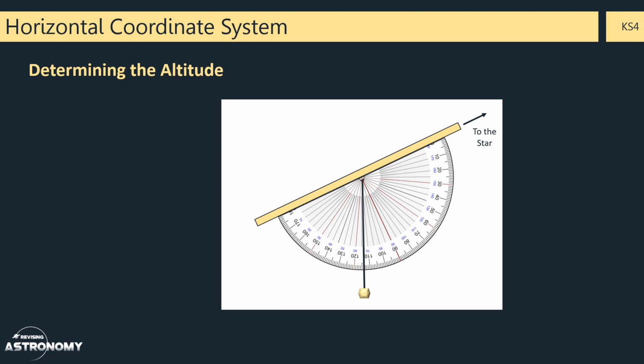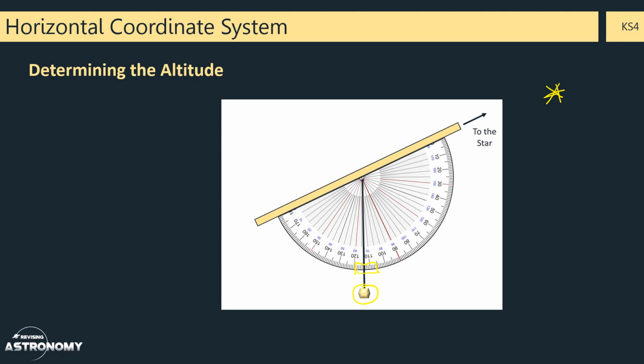You can use this simple device, a clinometer, to determine the altitude of a star. This is quite a common exam question, as it is a common mistake that people make. Here you can see that the clinometer is angled towards the star, which would be in the sky up here. To determine the altitude, you've got this plumb line that drops directly vertically down to ensure that your clinometer is set correctly.